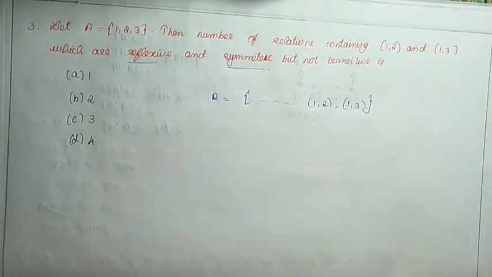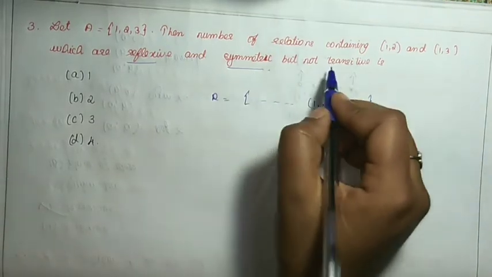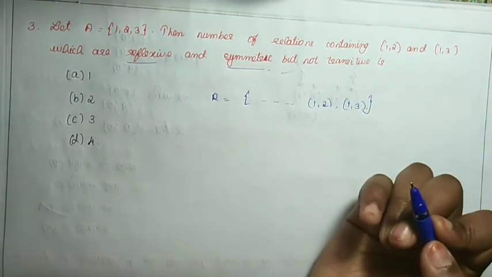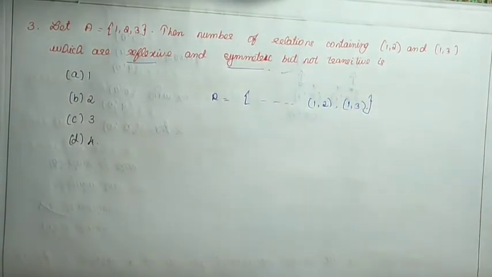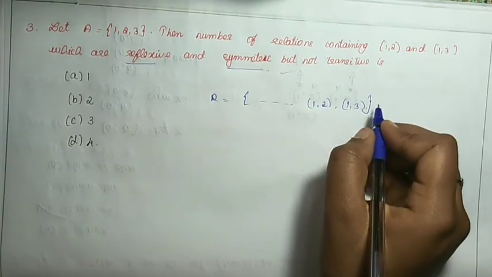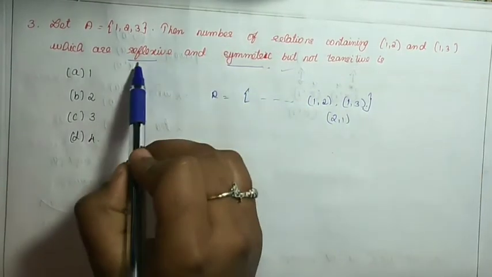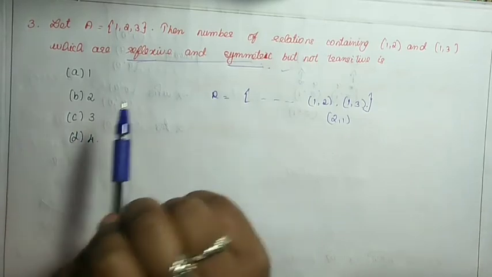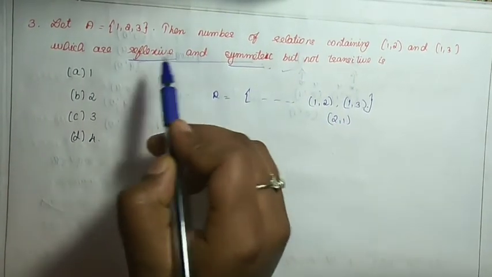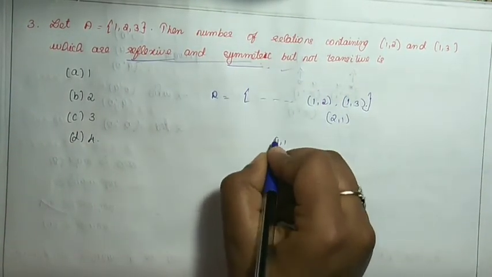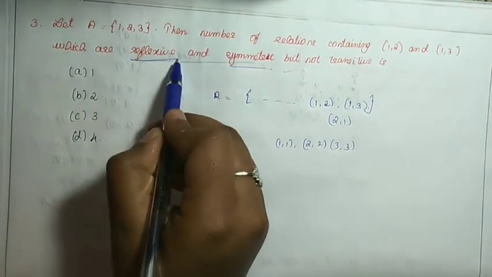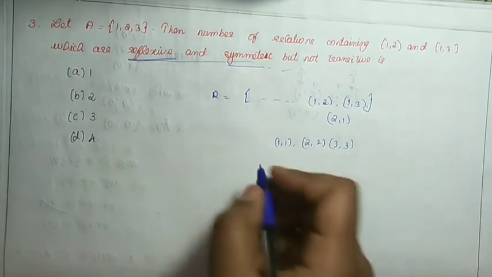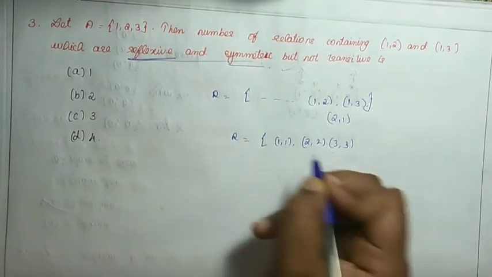Okay, so how many relations should be there in order to get this condition satisfied? Now I'm saying that a relation is already there. So if I just have (2, 1), this condition will get satisfied because already they have said it is reflexive, right? So reflexive means what? That the relation contains (1, 1), (2, 2) and (3, 3). Yes, reflexive is already given. So (1, 1), (2, 2) and (3, 3) are already present in the relation.